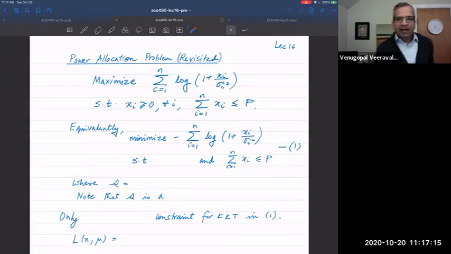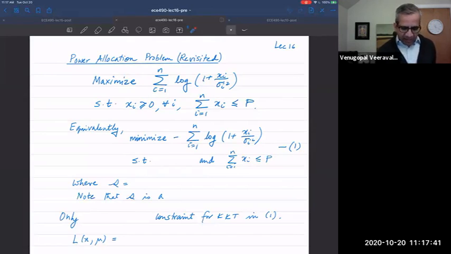So let's get back to the power allocation problem. We want to maximize this subject to these constraints, and we saw last time that you can equivalently minimize the negative of this, to get it into a minimization framework. Also, negative log is convex, so this becomes a convex optimization problem.